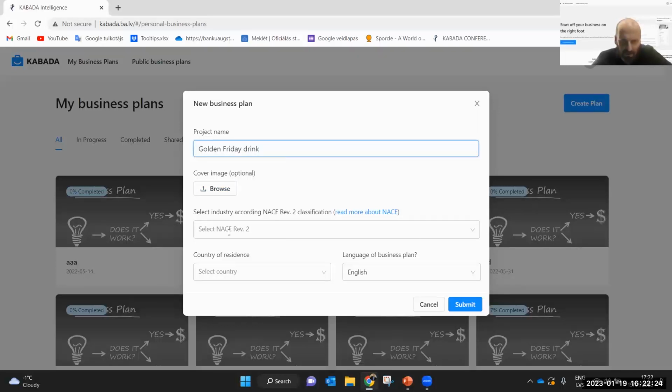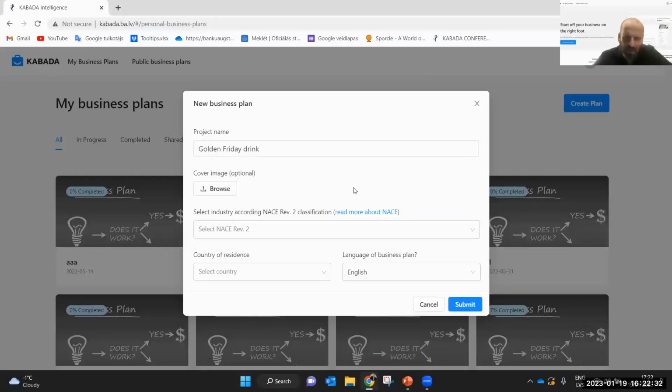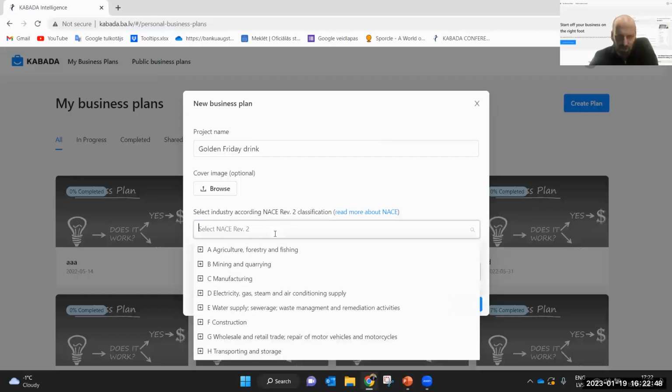But what is important is to select the NACE code, which is a classification of economic activities in the European Union. For those who are not familiar with that and want to get some information, it is always possible to click here, read more about NACE, so that you can understand under which code your economic activity lies. But Yanis, do you know where it is? I believe it's manufacturing. So it should be manufacturing. I'm going to manufacture something.